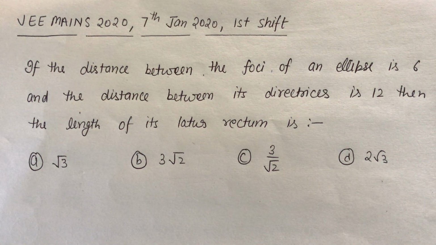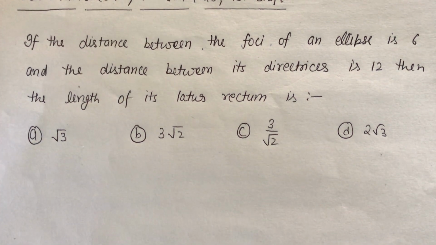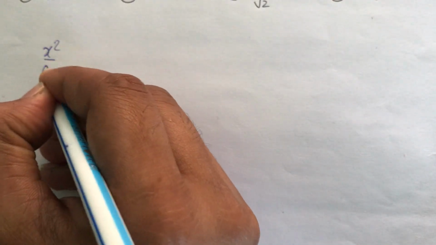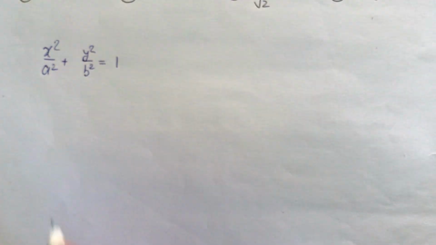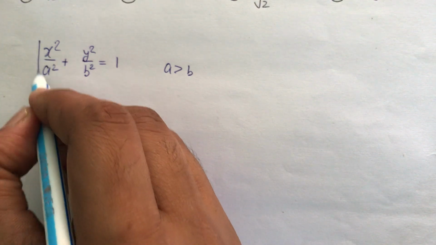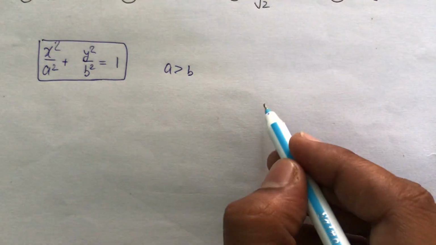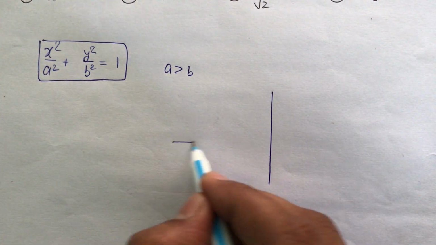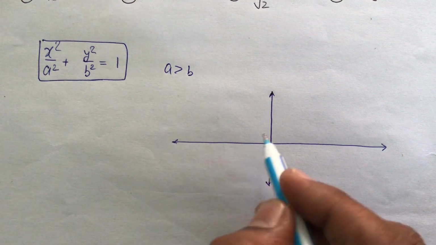Before going to this question, let me explain the concept behind the ellipse. The standard equation of an ellipse is x square upon a square plus y square upon b square is equal to 1, where a is greater than b. If this is the equation, then the ellipse will be a horizontal ellipse that would be like this.